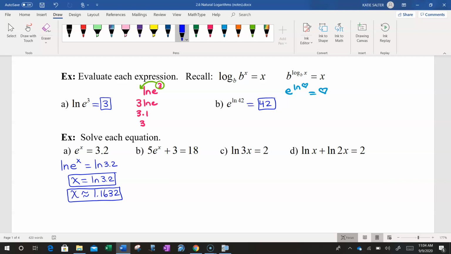Sometimes on calculator inactive problems, because you don't have a calculator to type in the approximate answer, they will just ask for the exact answer.